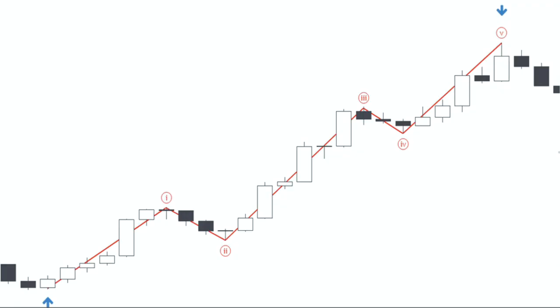Wave 1, wave 3, and wave 5 each have 5 waves that can be seen in the lower time frames, which represent the fractal structure of Elliott waves. Wave 1 contains the impulse wave of 5 waves. Wave 2 has a corrective structure and its combination is 3 waves.